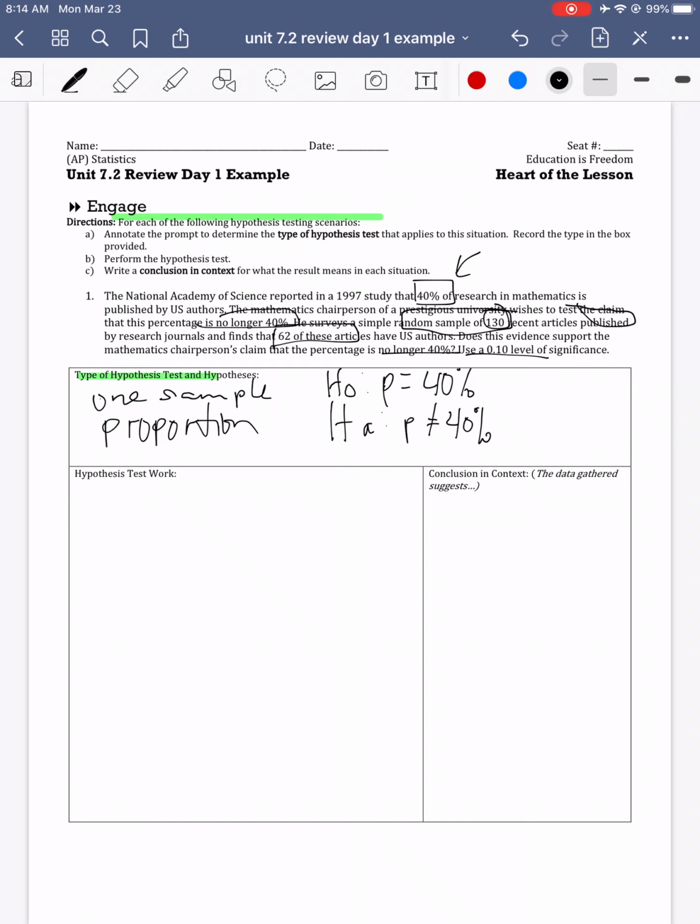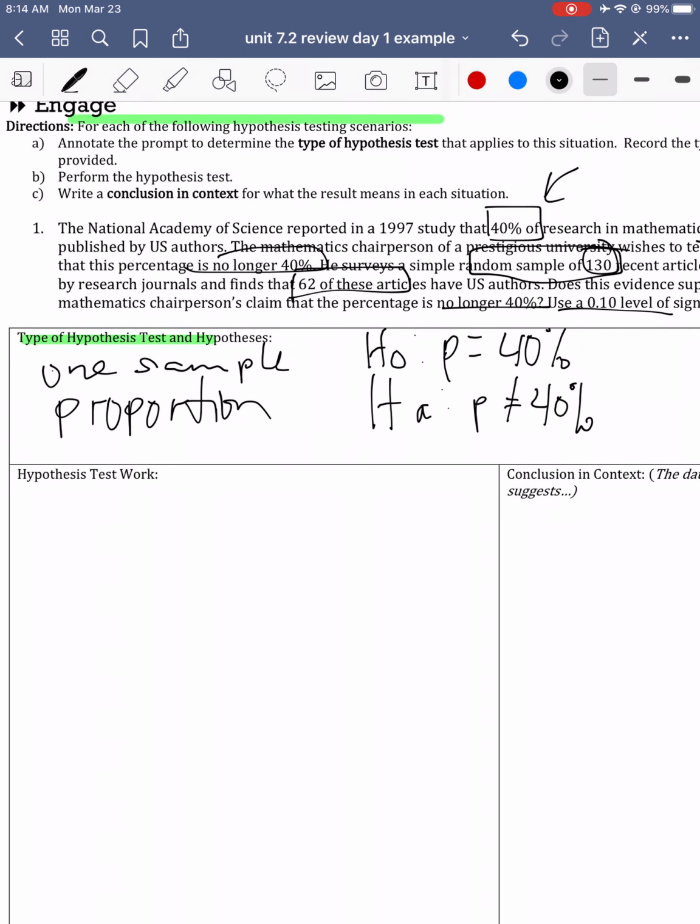So now let's go ahead and extract the rest of the things given to us in the problem. Let me zoom in a little bit here. I know that my population proportion is 40%. I need my p hat, my statistic. It said that we found 62 of the 130 authors were US. So that's my sample proportion, that's going to be my statistic. Let's crunch that out into a decimal. Let's put both of these in decimal form.